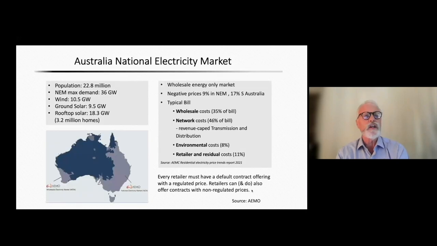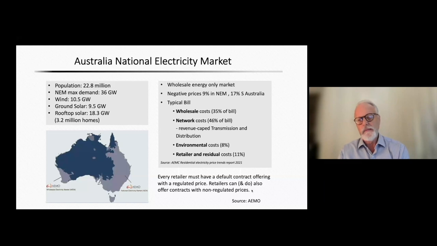So just firstly, quickly, a bit of scene setting here to see the differences between Australia and the similarities with South Africa. So a population of around 23 million compared to our 60 million, but the electricity peak demand is more or less the same as our winter demand, 36 gigawatts, but much higher levels of wind, 10 gigs, utility scale solar, about 10 gigs. But here's the big difference. So rooftop solar now approaching 20 gigawatts and millions of homes with rooftop.